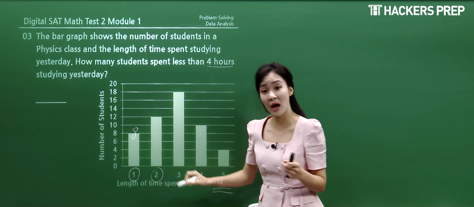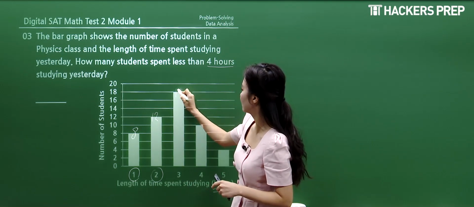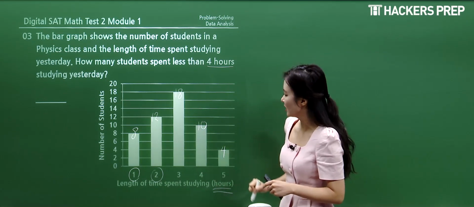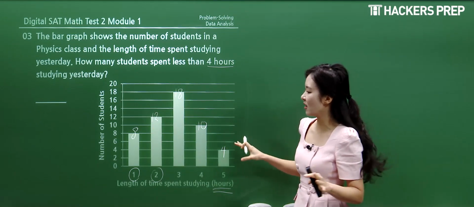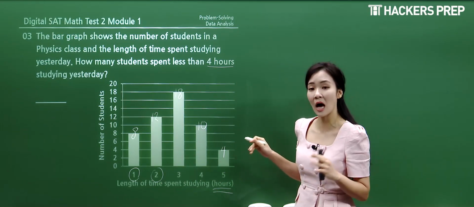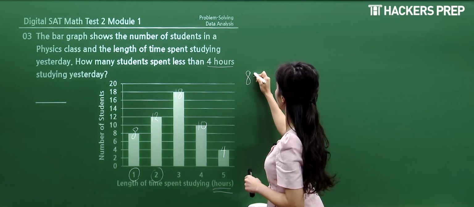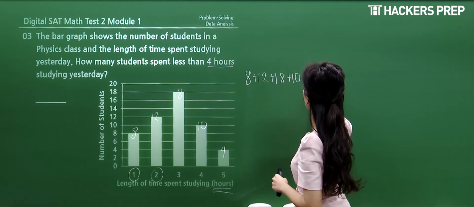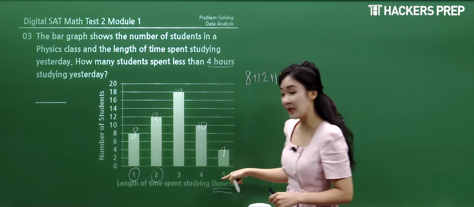For 2 hours yesterday, it's going to be 12. For 3 hours yesterday, 18. And 4 hours, 10. And for 5 hours, 4. As you can see, it's kind of like a bell curve distribution. Now, before we get to the other axes, why don't we go ahead and take the total of all of these numbers to see how many students were surveyed for this study.